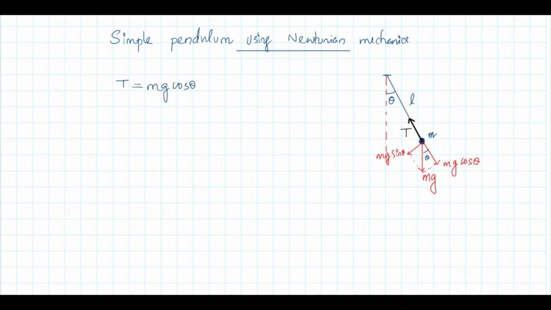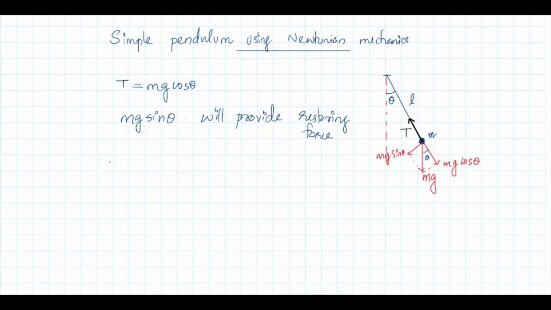But there is one more component of mg, that is mg sin theta. That will give the restoring force for the bob. If you displace the bob from the equilibrium position and remove the applied force, then it will go back. The reason for that is there is a restoring force, and it is given by mg sin theta.